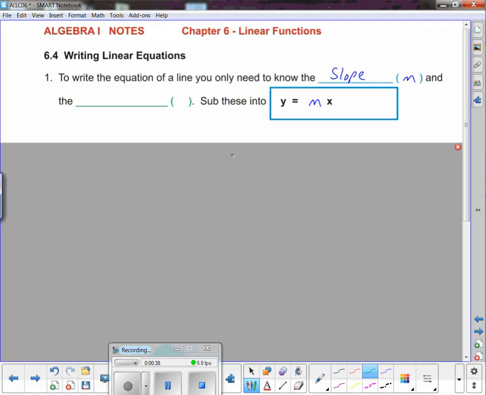And then grab your green and the y-intercept, which of course is the b, and we'll stick the b over here where it goes.